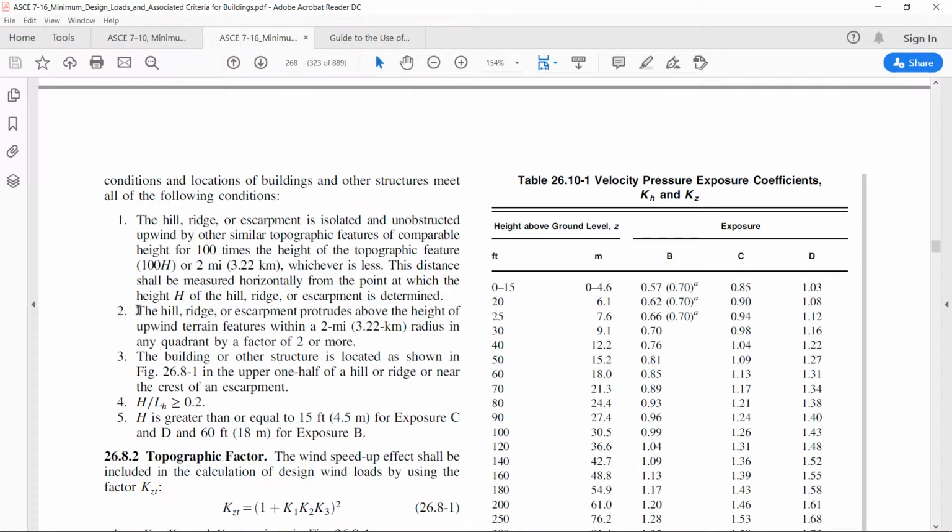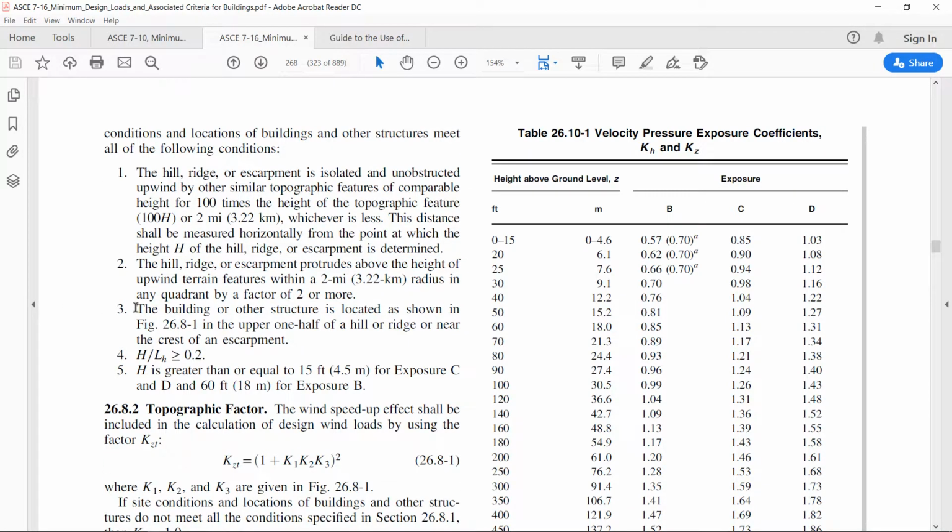The second condition is the hill, ridge or escarpment protrudes above the height of the upwind terrain feature within a 2 mile radius in any quadrant by a factor of 2 or more. The third condition is the building or other structure is located as shown in figure 26.8, I'll show the figure above, in the upper one half of a hill or ridge or near the crest of an escarpment, and h upon lh should be greater than 0.2. h is greater than or equal to 15 feet for exposure C and D, and it should be greater than 60 feet for exposure B. For us, 60 feet is the condition.